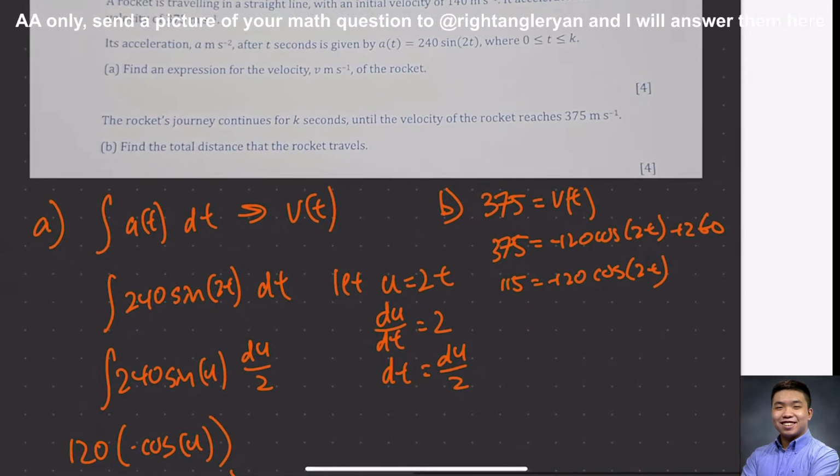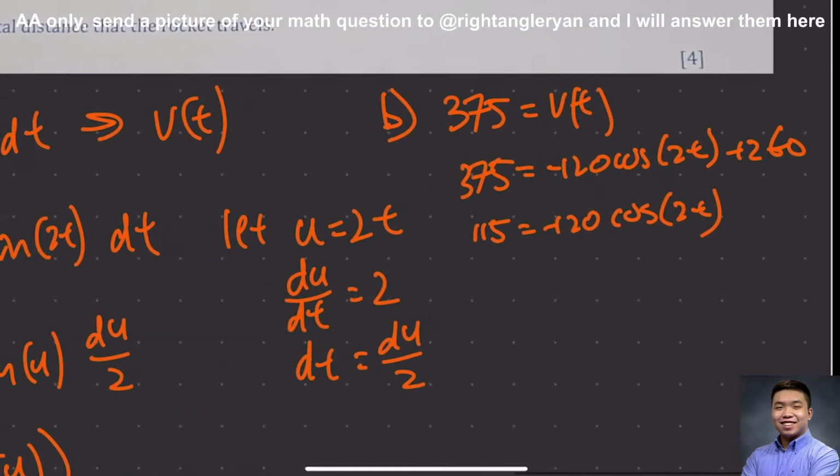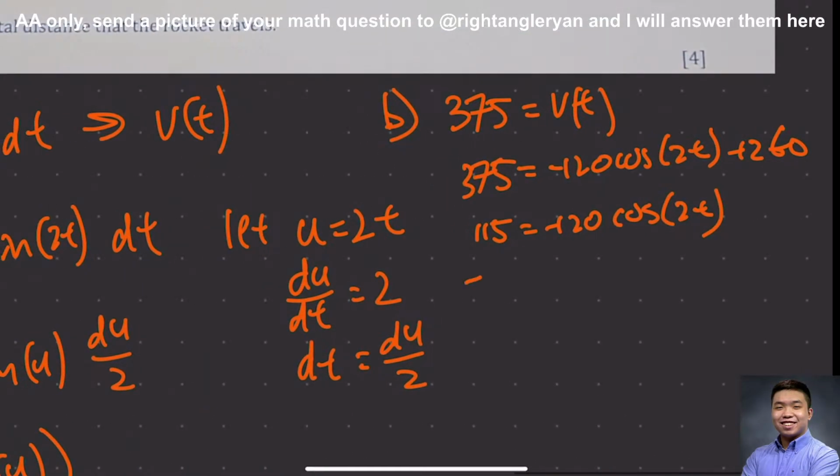Okay, and then negative 23 over 24 is equal to cosine 2t. Oh, this is actually a paper 2 question because this is not solvable by hand. So all we need to do is graph.